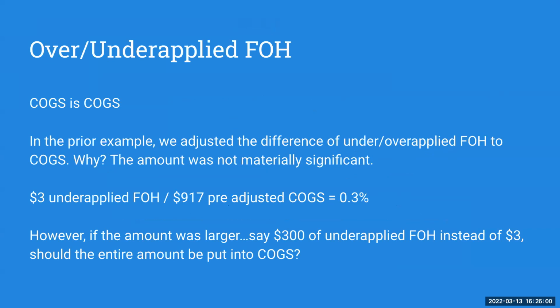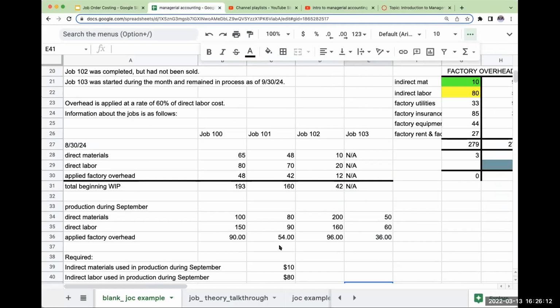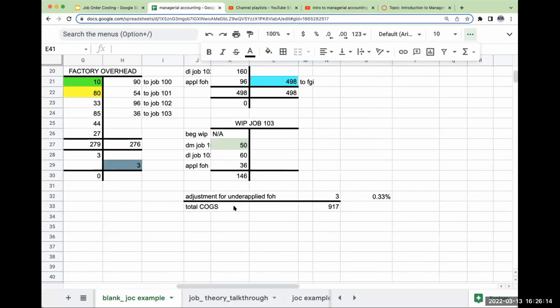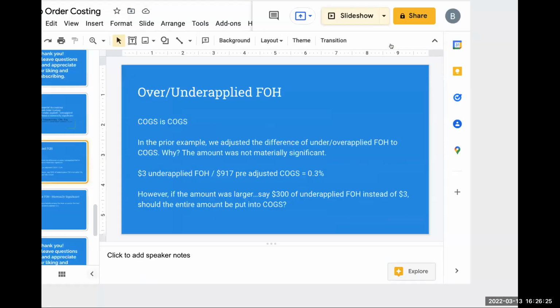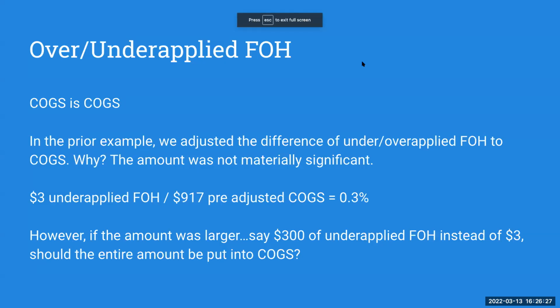In the prior example we were looking at, we adjusted the difference directly to cost of goods sold because the amount was not materially significant, right? If I look at this example over here, the adjustment of 3,000 divided by total cost of goods sold is less than 1%. So it is not materially significant. Most people establish materiality at around 5%.